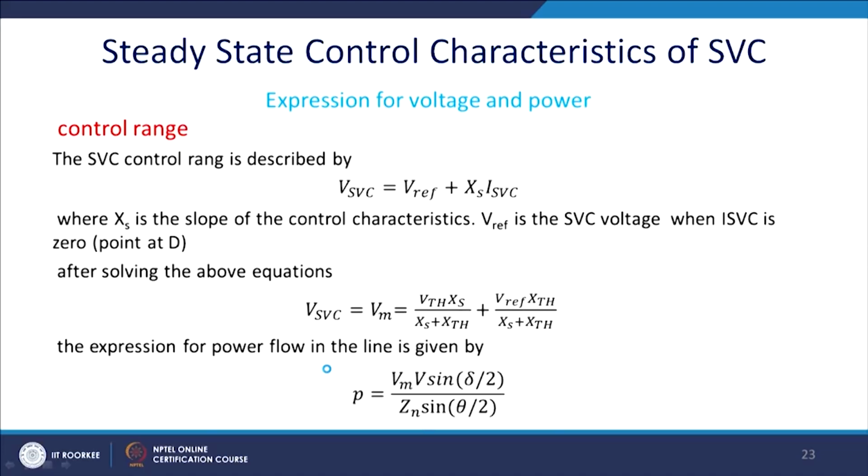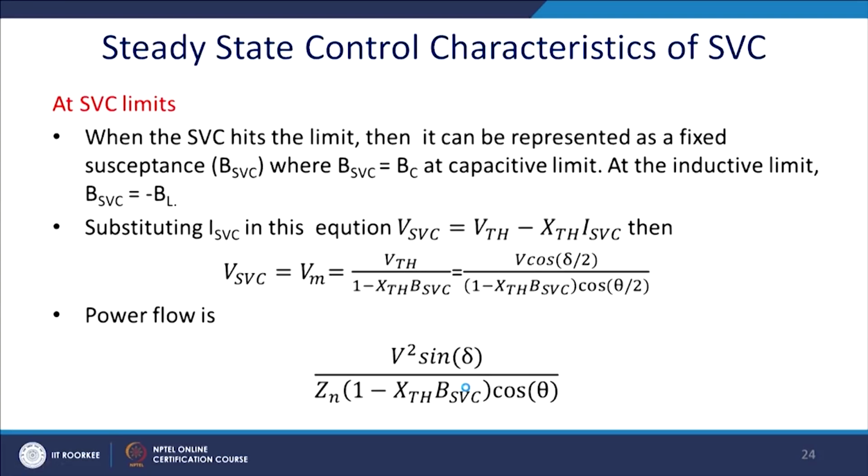So, you have V_SVC equal to V_ref plus X_s into this extra control current, where X_s is the slope of the control characteristic and V_ref is the SVC voltage at the 0 current. So, after solving, you can get the voltage of the SVC at the midpoint of the compensator will be this value, and ultimately what you get is V_m, that is the midpoint voltage, equal to V sin delta by 2 over Z_n sin theta by 2.